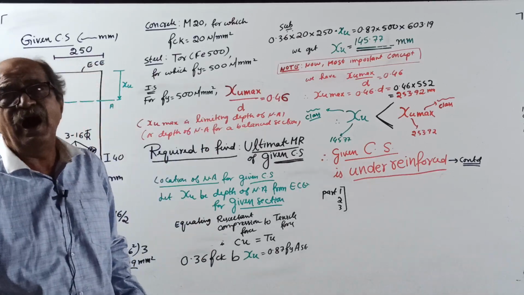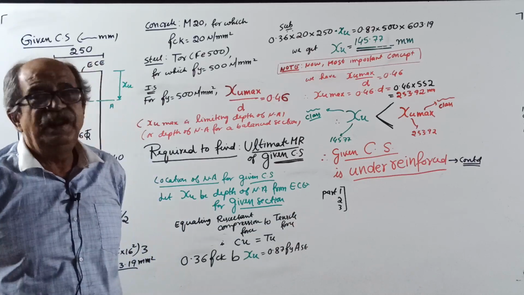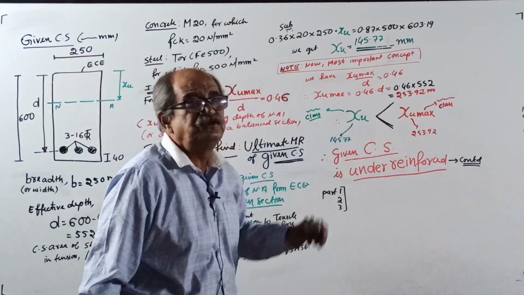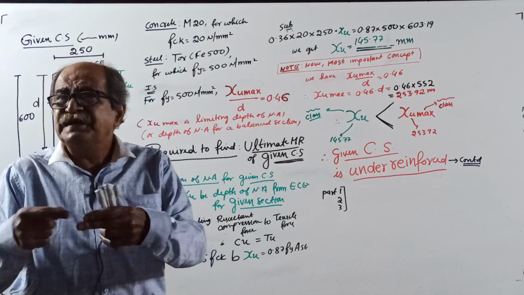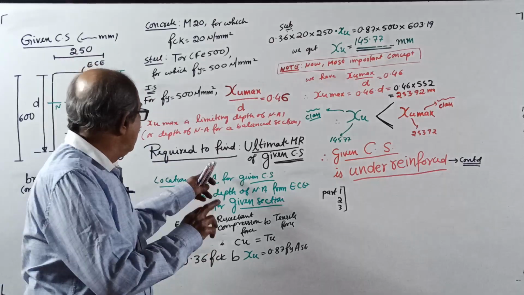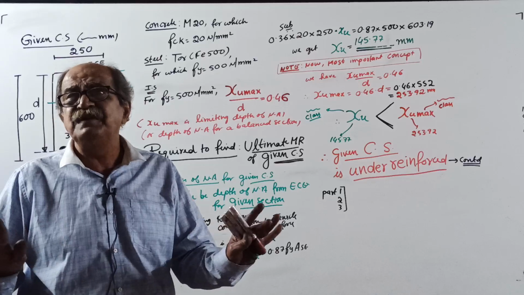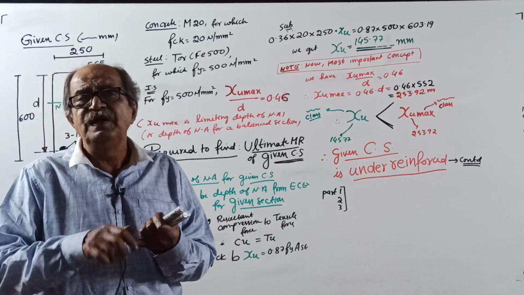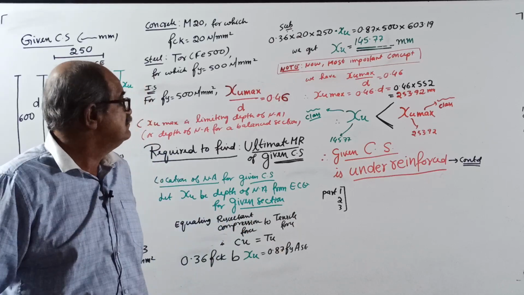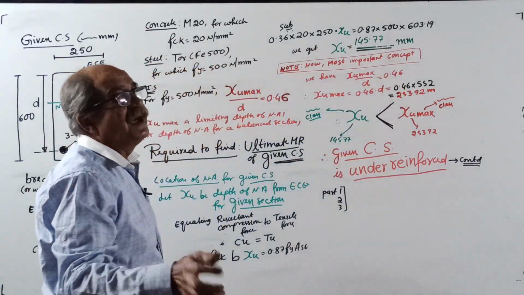First, the procedure is already given in part 3. Strictly follow the procedure. There is one small confusion some will have: after comparing XU with XU max, what is the next step for under reinforced and over reinforced sections? It is thoroughly told. I will do one thing. In this class, once and for all, for the entire limit state method, whether it is singly reinforced rectangular, doubly reinforced rectangular or T section, all the cases, it is common.